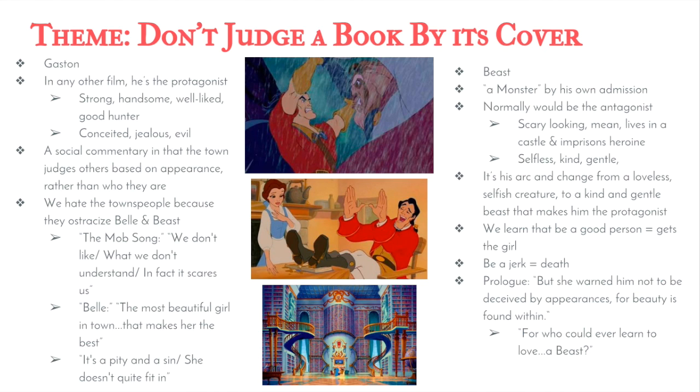In the prologue, it's revealed. The prologue reveals a lot, by the way. We'll talk more about the prologue in the next slide. But the prologue has a beautiful quote: "But she warned him not to be deceived by appearances, for beauty is found within." And, "Who could ever learn to love a beast?" is kind of the last line of the prologue. And it's funny because no one could learn to love a beast. A beast is a person who is conceited, jealous, and evil, such as Gaston. So I think this quote is saying no one could love a beast. And by beast, we are referring to your inward appearance, your inward beauty, not the outer.